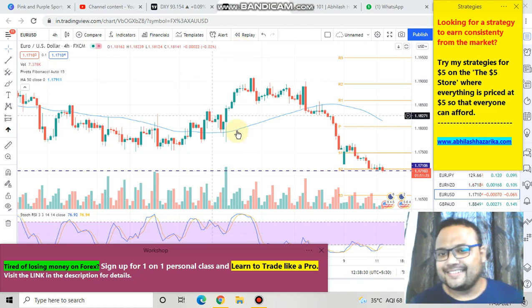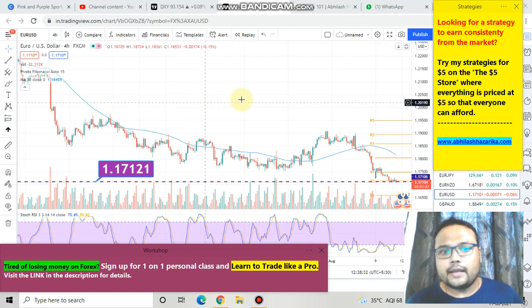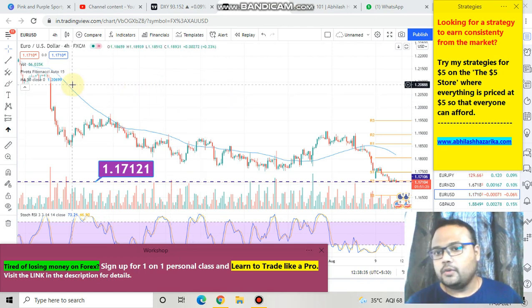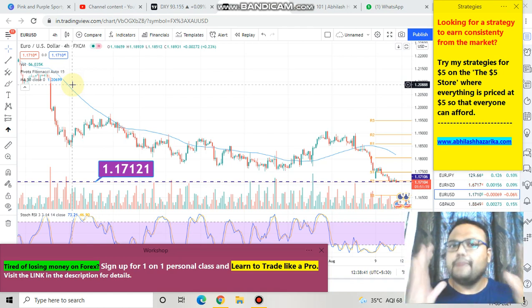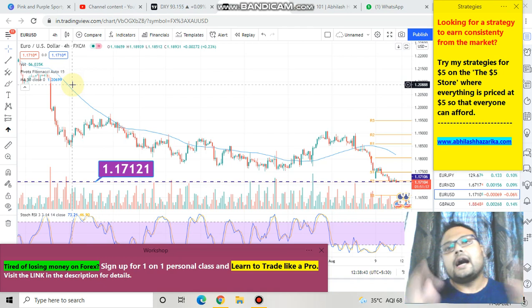Let's find out. If we look at the overall chart of Euro USD, you can see that this market is in downtrend. There is no doubt that this market is in downtrend. It means that the number of sellers is higher in comparison to the number of buyers.